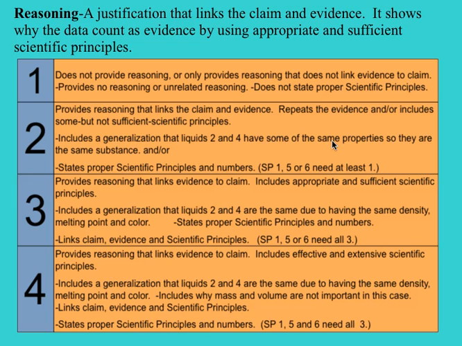Number 2 says it includes a generalization that liquids 2 and 4 have some of the same properties, but they are not the same, but they are the same substance, and you need to have scientific principles. You need to have at least one. So 1, 5, and 6 were the ones you needed. You need at least one scientific principle to get a 2. The big difference between a 2 and a 3 is you have to have all 3 of the scientific principles, and you have to link the claim, evidence, and scientific principles. The difference between a 3 and a 4 is you include why mass and volume are not important in this case.